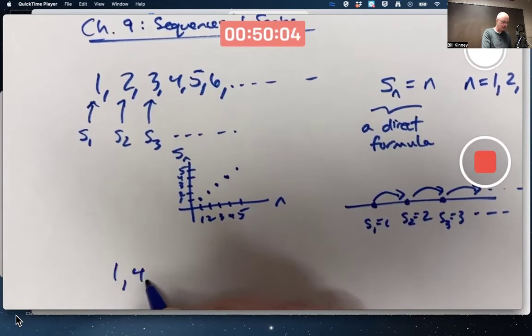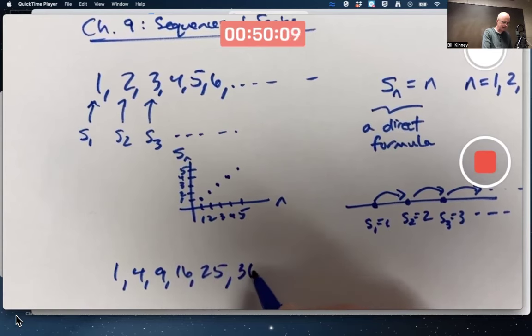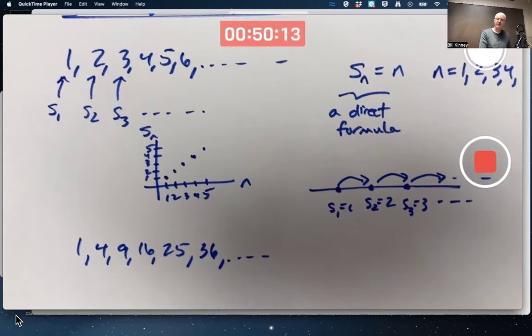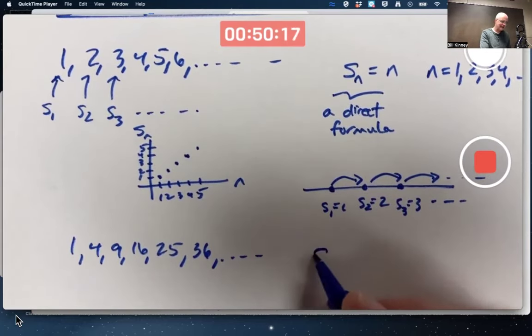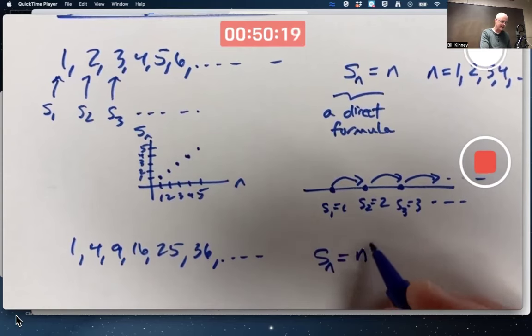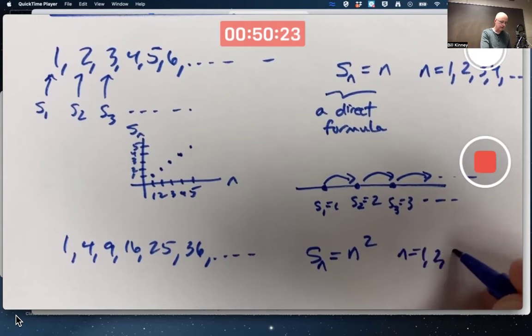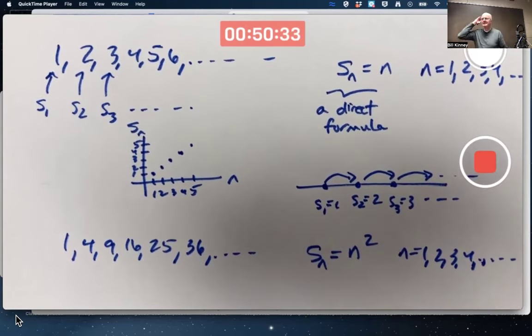Pretty similar. 1, 4, 9, 16, 25, 36, etc. Yeah, perfect squares of whole numbers. Sn equals n squared, n equals 1, 2, 3, 4, etc. Sequences, yes, they can be thought of intuitively as lists of numbers, and we will often do that. Technically speaking, they are functions.